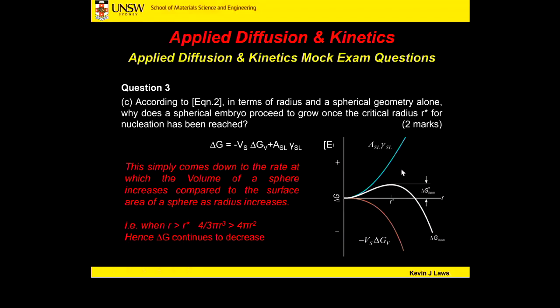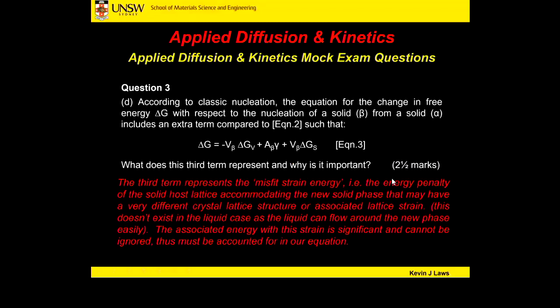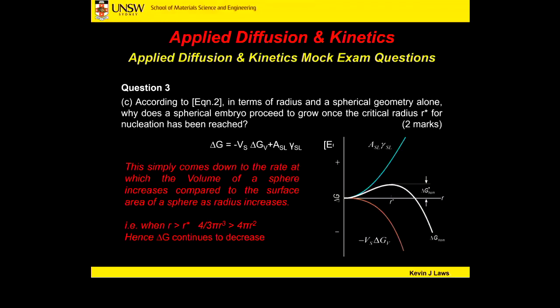This one leads on again from the previous question. It is specifically asking for the relationship in terms of radius and spherical geometry alone. So we've kind of half answered that already in the last slide. It simply comes down to the rate at which the volume of the sphere increases compared to the surface area of the sphere as radius increases. This one's a good one to know. So when R is greater than R star, 4/3 pi r cubed is greater than 4 pi r squared. Hence delta G continues to decrease from that point.